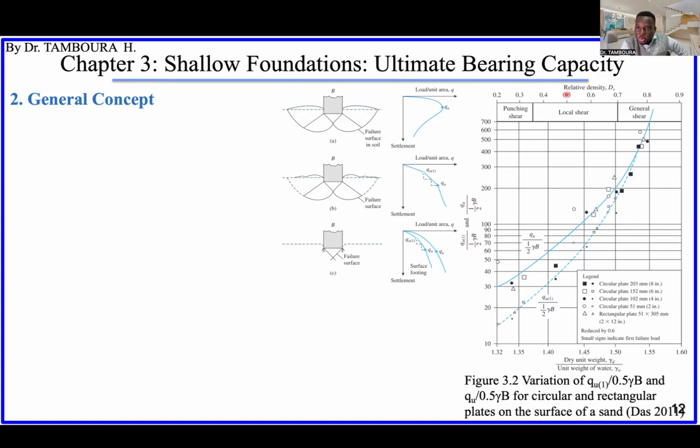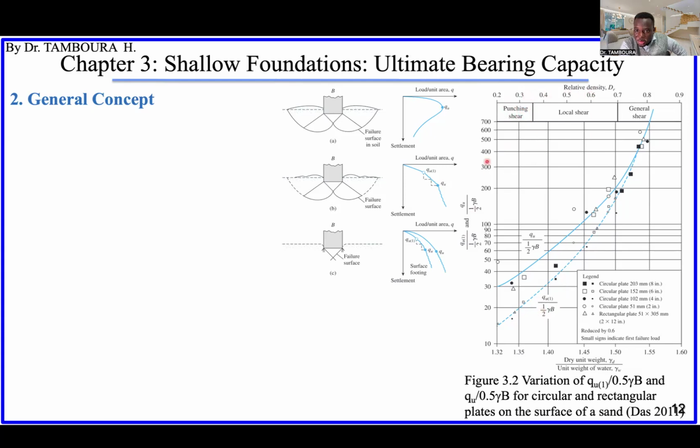So this study is giving, you can see this first line. This line is the ultimate bearing capacity, and this dash line, the continuous line, is Q, normalized by this. The second line, the dash one, is Q1. So it shows you here where the punching shear failure happens, the limit of density.